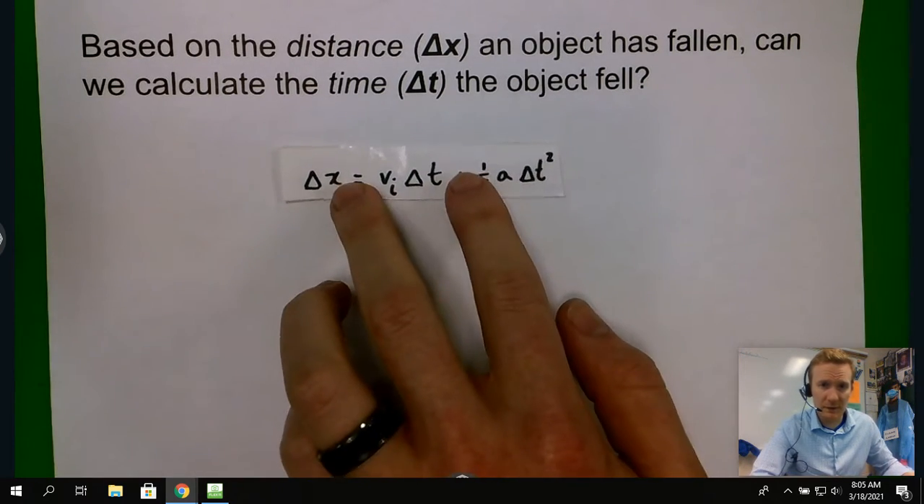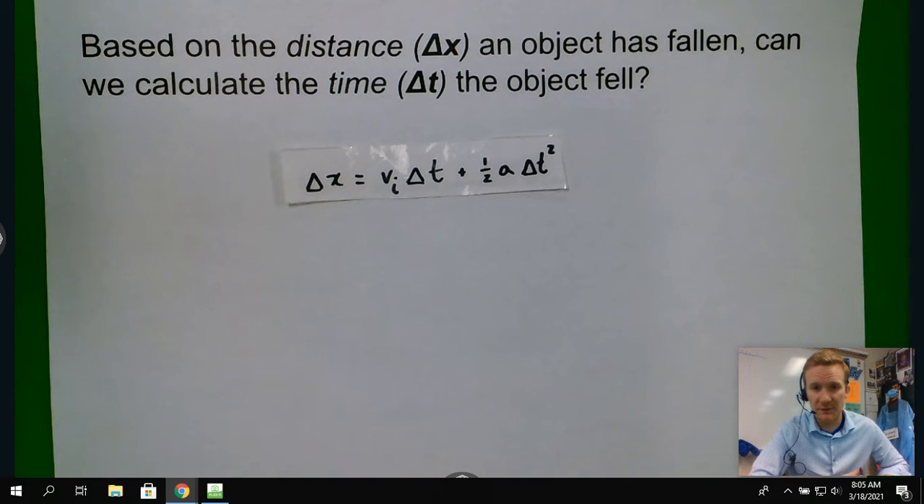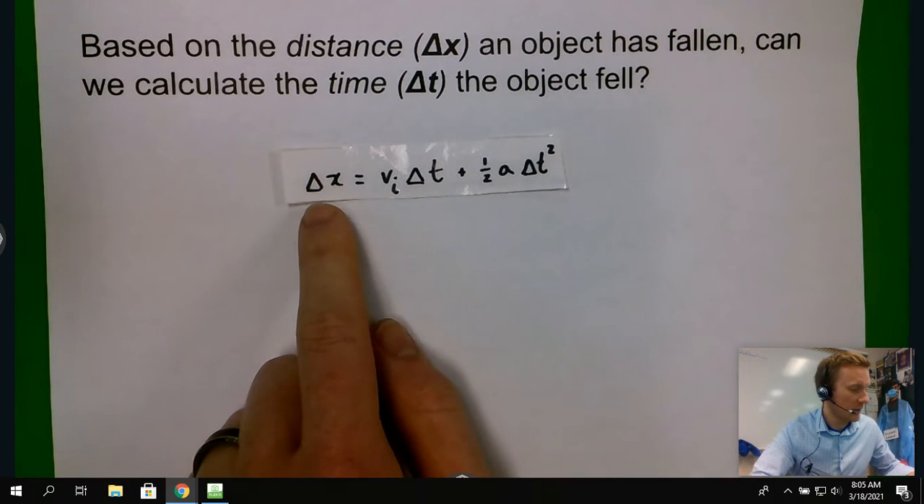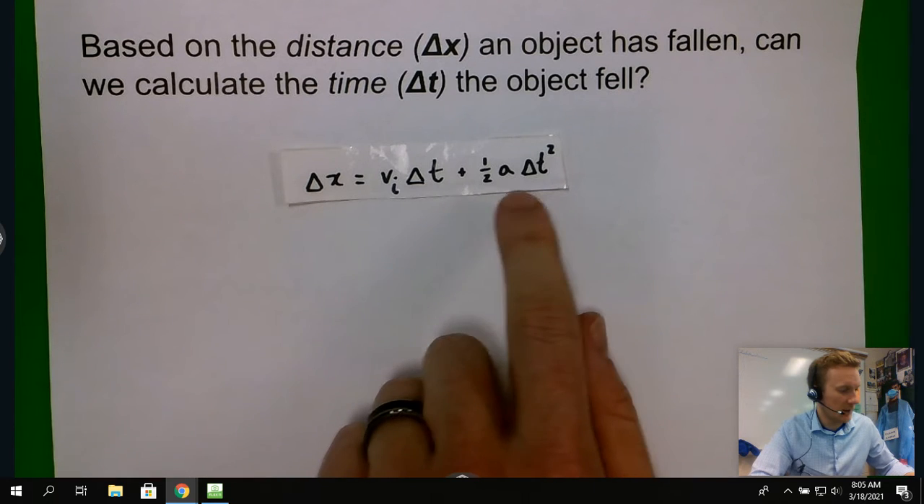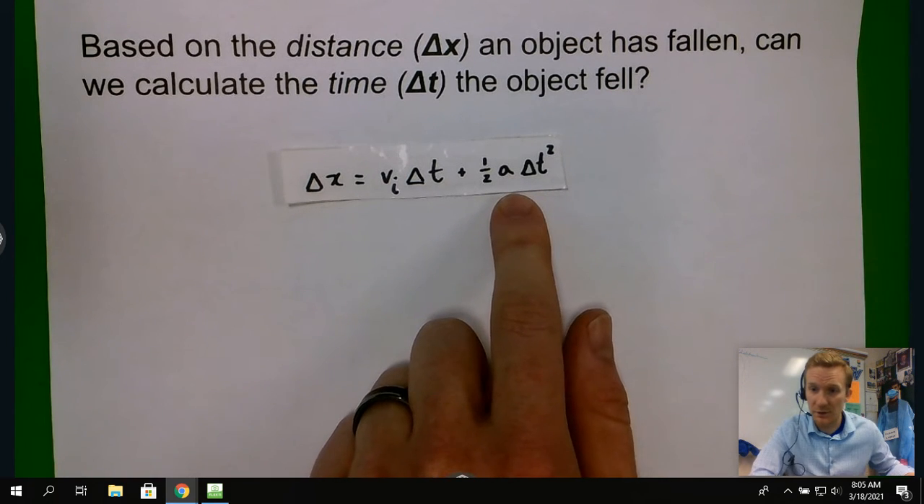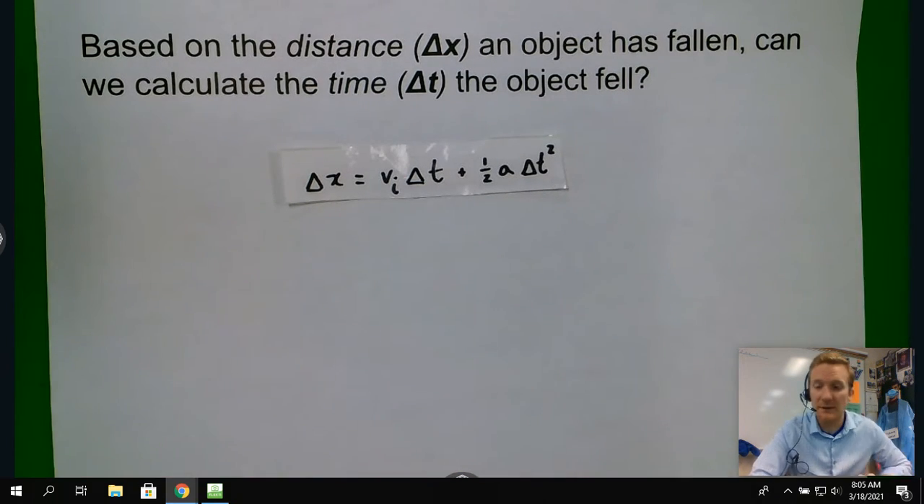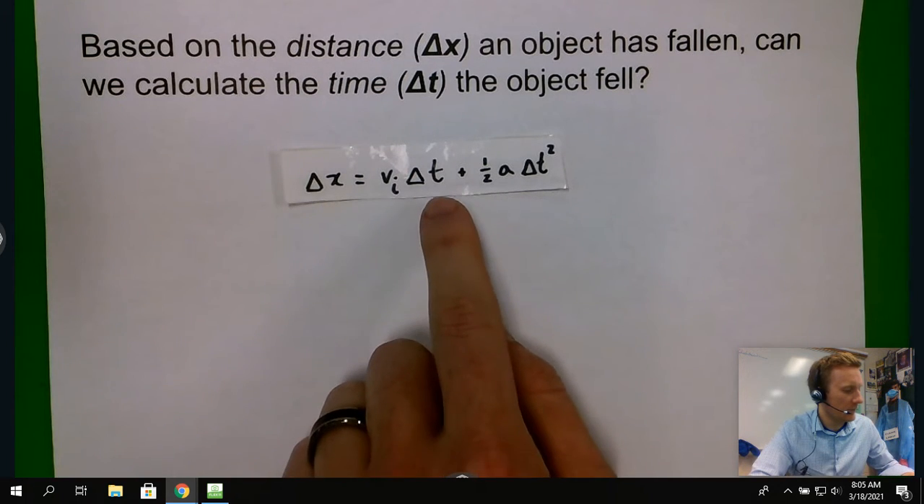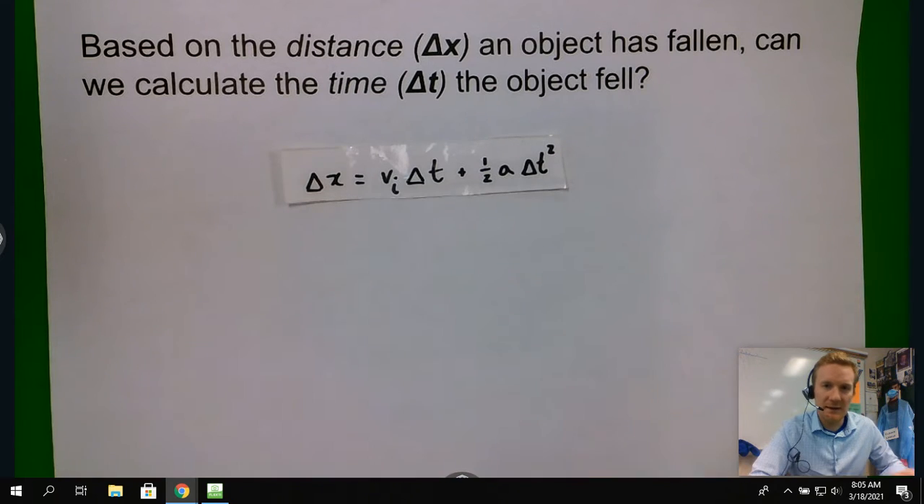We'll use this kinematics equation because it contains all the pieces that we need. We've got our change in distance. We have the acceleration. We actually know what the acceleration is. It's falling. The acceleration due to gravity should be 10. And the only variable that we're missing in this case is the time.